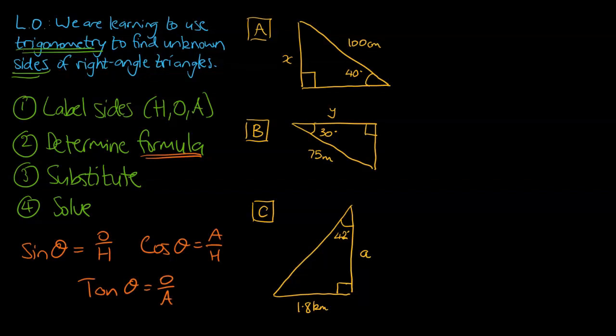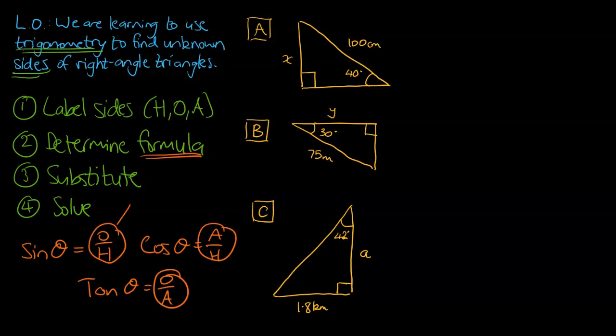Now, the formula you use depends on the 2 sides of the triangle you're looking at. So if you have the hypotenuse and the opposite, you're going to be using sine. If you have the adjacent and the hypotenuse, you're going to be using cosine. And finally, if you've got the opposite and the adjacent, you're going to be using tangent.